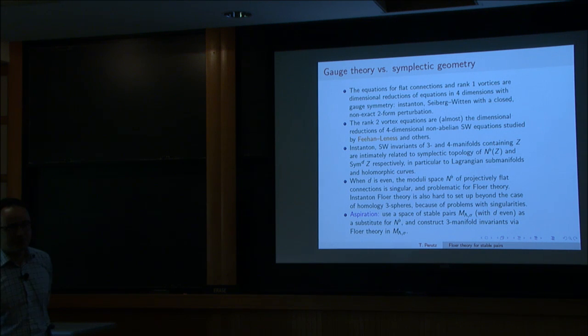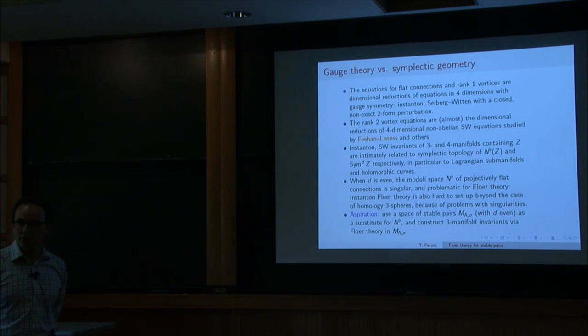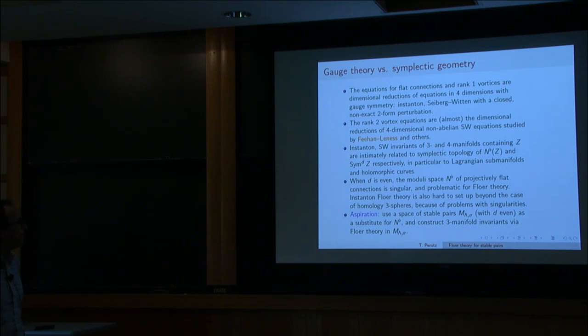Flat connections are of course the reduction of the instanton equation, while the vortex equation is essentially the dimensional reduction of the Seiberg-Witten equation in the presence of a closed but not exact two-form perturbation. That two-form is the one that has to restrict to this two-form eta that I had, which had positive area on my surface.